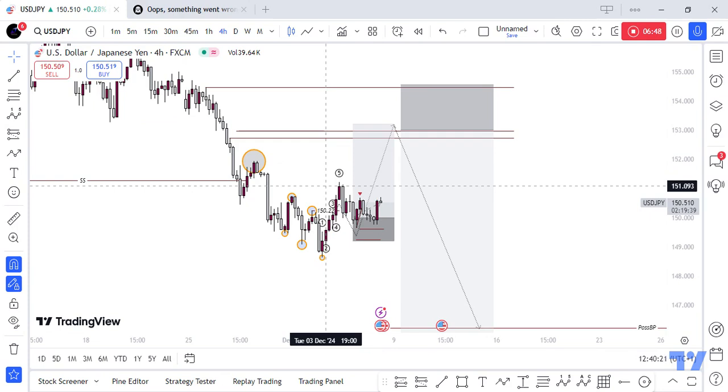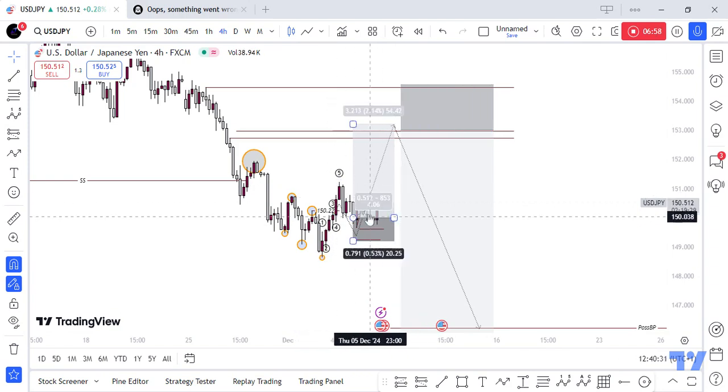Okay, there are other setups on GBPUSD and gold, right? But I won't be sharing that here. That'll be what I'll be trading for the NFP. But then this USDJPY can also serve something very, very good.